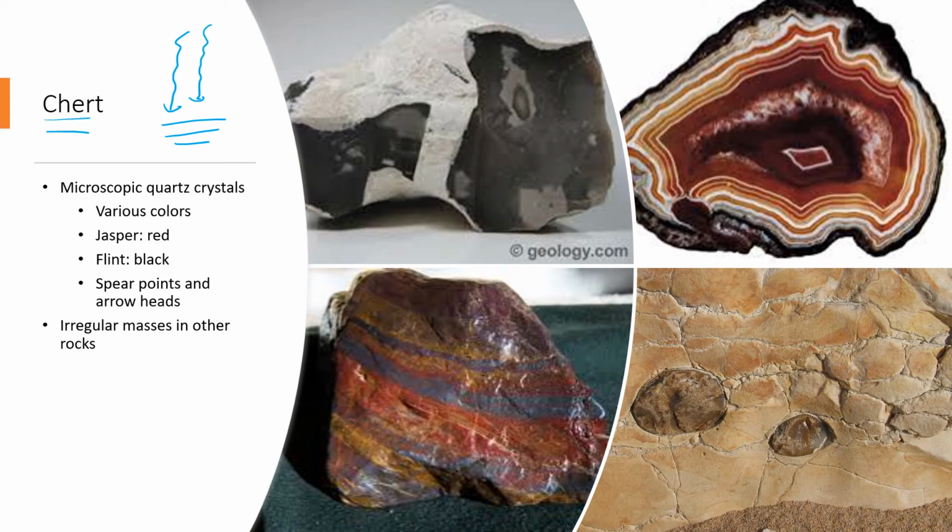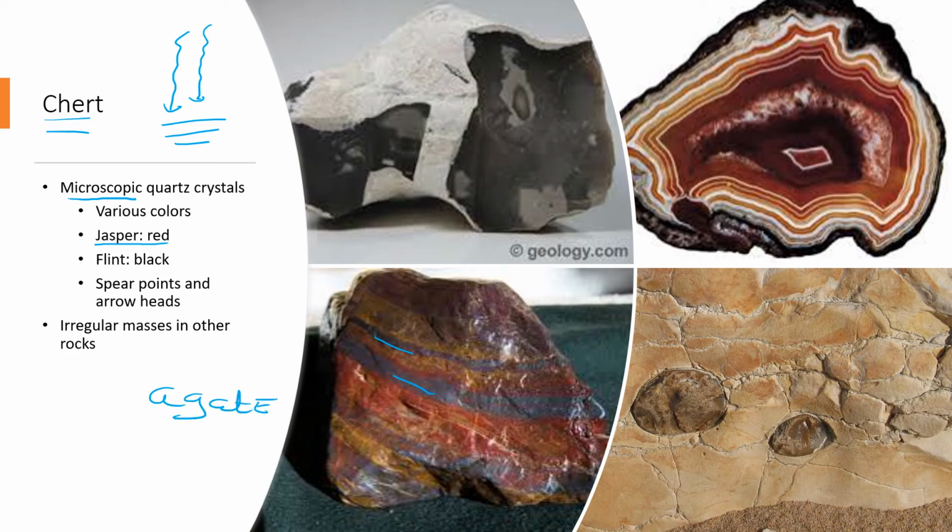Chert can come in many forms. The quartz crystals from the radiolarian are now going to be microscopic, so you would have to have a microscope to be able to see the structure here. When it's a red color, it is called jasper. Here's some banded jasper here. Agate is also another name that we give to it.